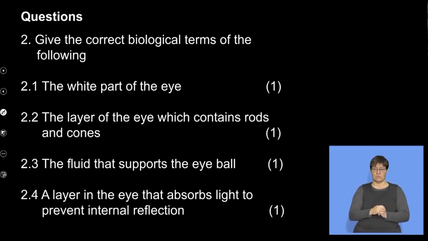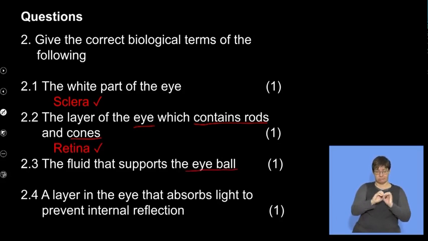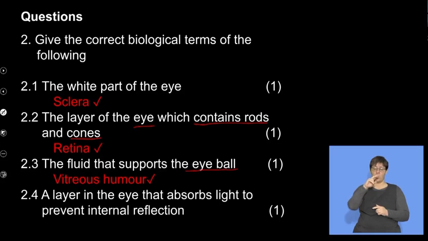So the next question, we give the correct biological terms for the following sentences. The white part of the eye, it should be the sclera. Number 2, the layer of the eye that contains the rods and the cones, the receptors there. That is the retina. The fluid that supports the eyeball, that should be the vitreous humor. And now the layer in the eye that absorbs light to prevent internal reflection. That should be the choroid.